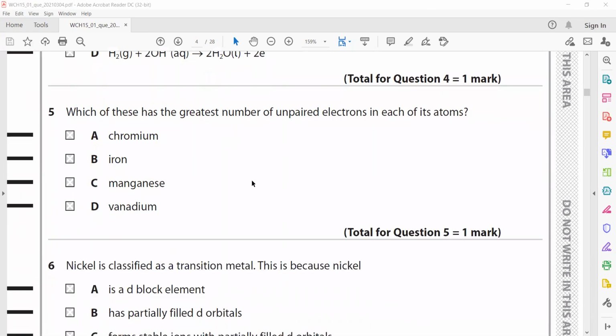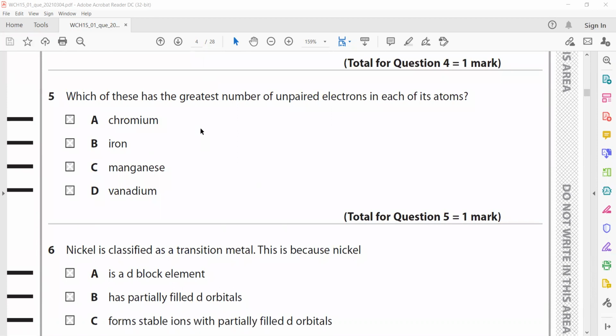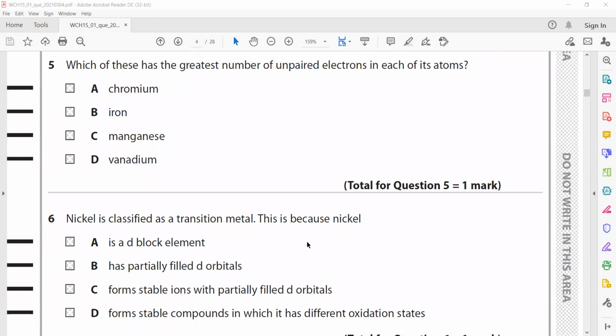Which of these has the greatest number of unpaired electrons in each of its atoms? So we have to write the electronic configuration.